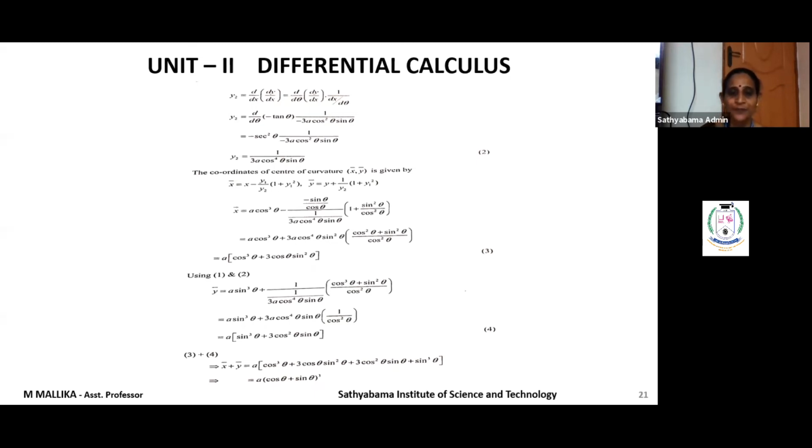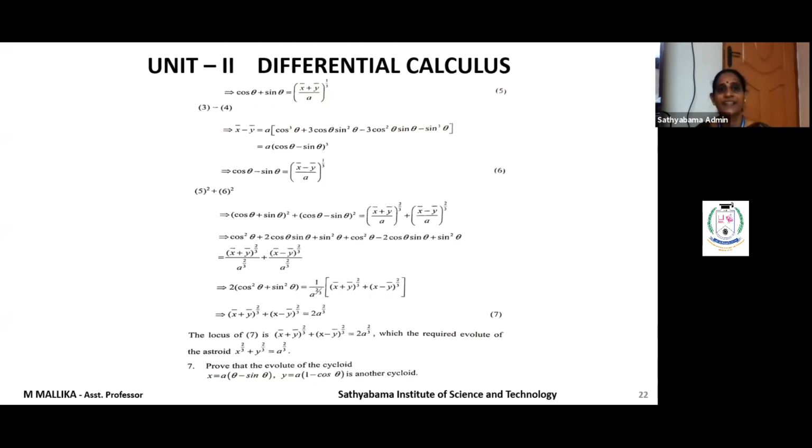So unlike the previous two problems, I cannot find out the parameter in terms of x bar easily. In the previous two problems, I was able to find out t in terms of x bar. I was able to find out cos and sin in terms of x bar and y bar. But in this problem, I'm having two terms in terms of theta. It is not easy for us to find out theta in terms of x bar. So what should be done is, we have to do some adjustments. The adjustment is, add the equations 3 and 4. So obviously you have to remember all this procedure, only then you'll be able to solve the problem. When you just add equations 3 and 4, you'll be getting a simplified form. What is that? X bar plus y bar equals a into (cos theta plus sin theta) the whole cube. Like that, subtract. X bar minus y bar is a into (cos theta minus sin theta) the whole cube.